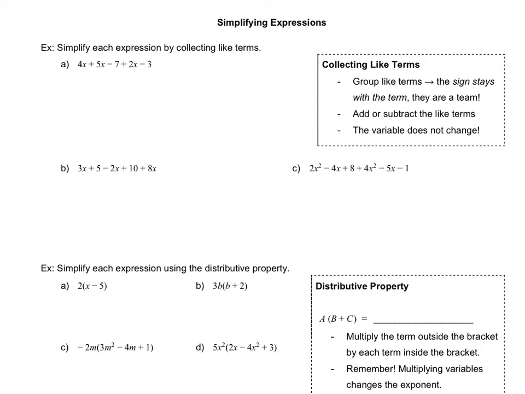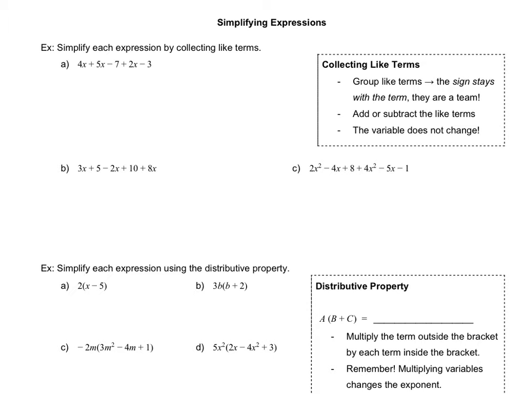In this video, we will look at how to simplify algebraic expressions. So the first thing we have to look at is how to collect like terms. When you're given an expression with no brackets, we need to bring all of our like terms together. And what I mean by that is any term that has the same variable and exponent combination.